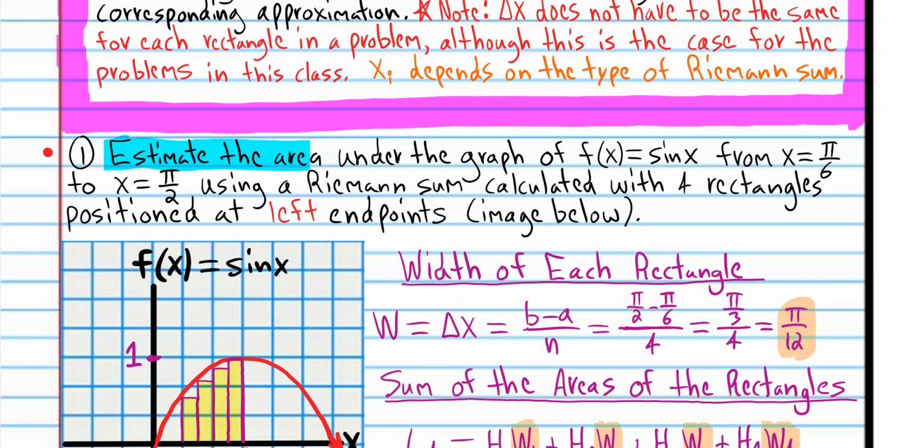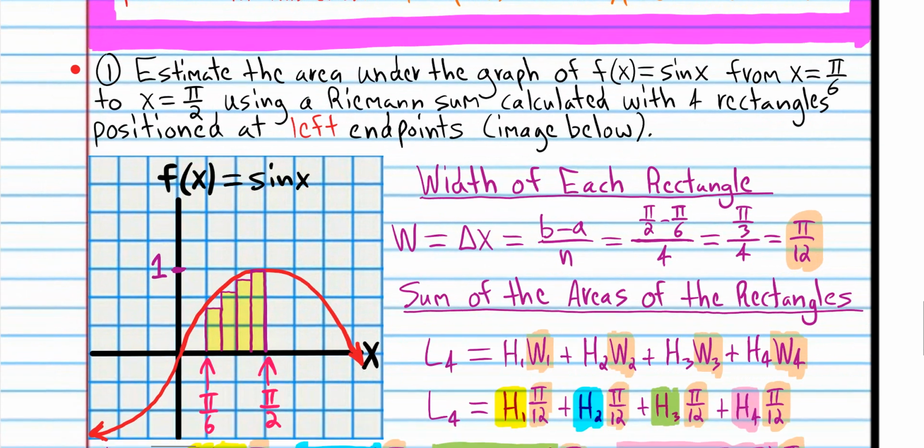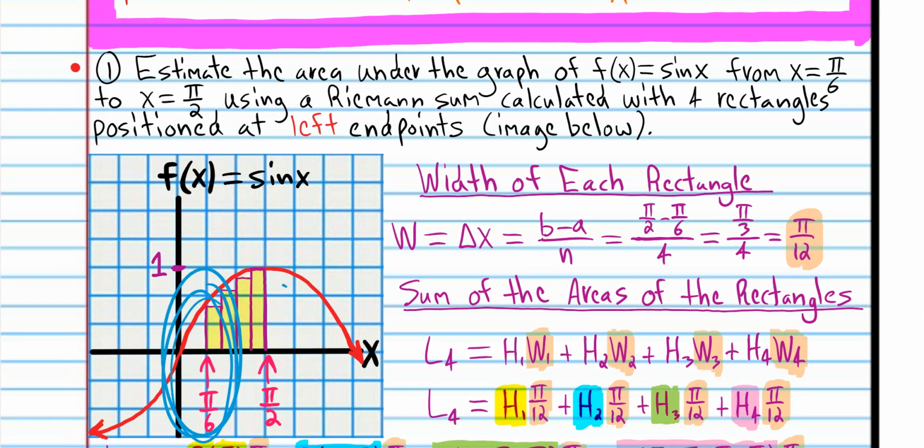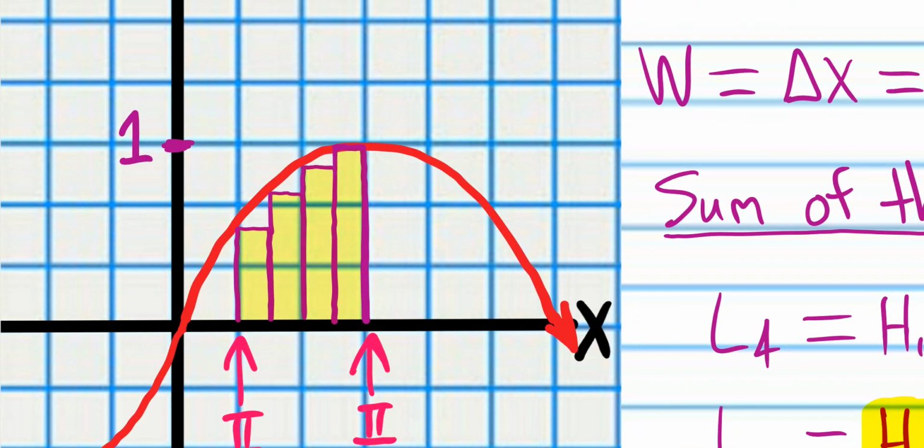It says here, estimate the area under the graph of f of x equal to sine x from x equals pi over 6 to x equals pi over 2. So those are the horizontal bounds. And it tells us to use a Riemann sum calculated with 4 rectangles. So you can see in the picture we have 4 rectangles. I'm giving you a picture to help you because you're just starting out with these concepts. And the rectangles are positioned at left endpoints. What that means, again, is that the upper left corner of each rectangle is touching the graph.